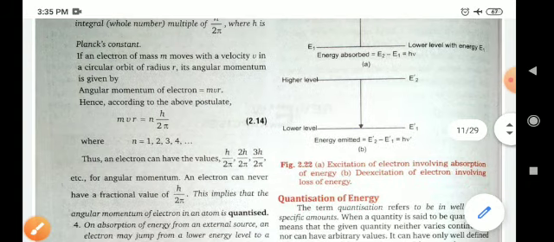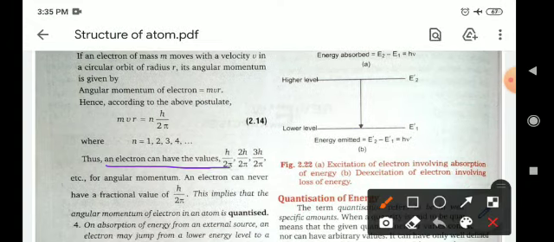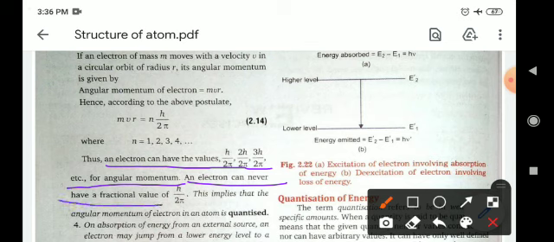Thus an electron can have angular momentum of h upon 2 pi, 2h upon 2 pi, 3h upon 2 pi etc. An electron can never have a fractional value of h upon 2 pi.